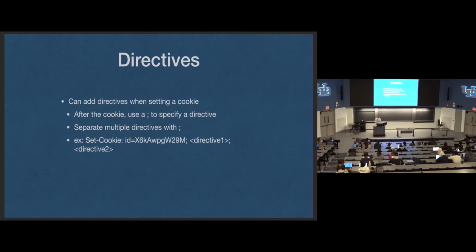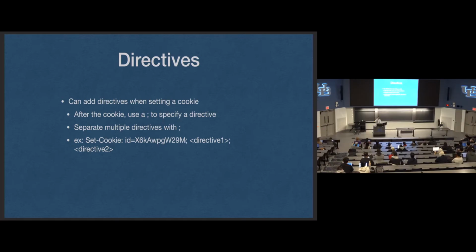The reason we have to use multiple headers if we want to set multiple cookies is because it's not just a key value pair. We can add directives to a cookie. This is extra information attached to that cookie that gives it more information. There are a few. We're going to talk about all the directives, I believe. I don't think I skipped any.